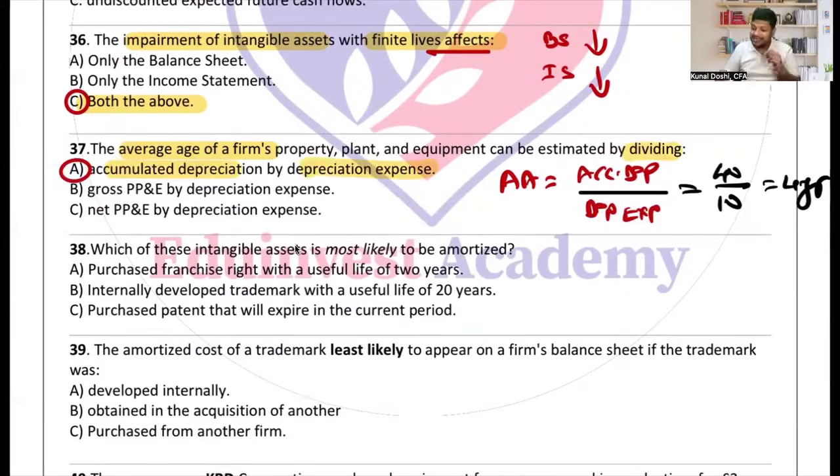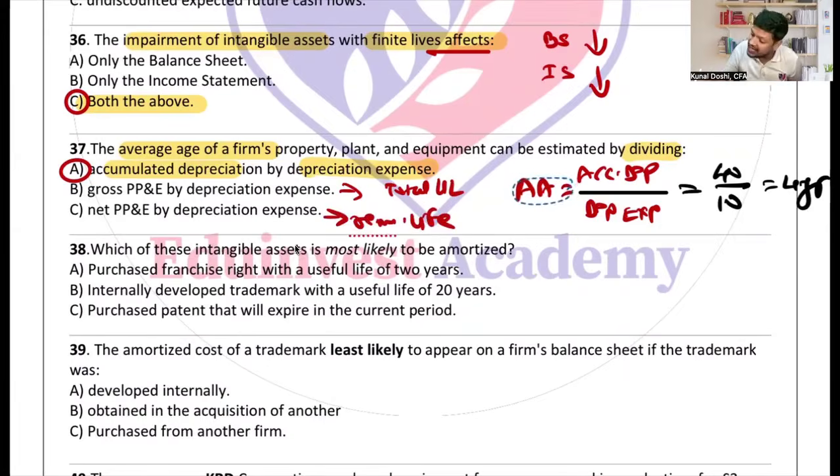Correct? When they say gross, this is going to give you total useful life. And when they give you net, this is going to be remaining life. Okay, I'm just writing it for your reference. Clear? We are looking for average age. That is the age till now. Got it? Clear?